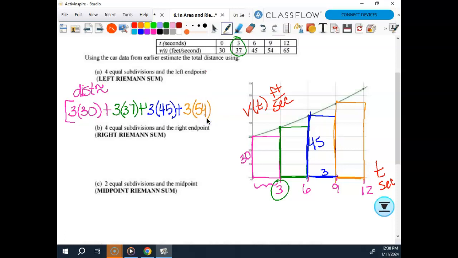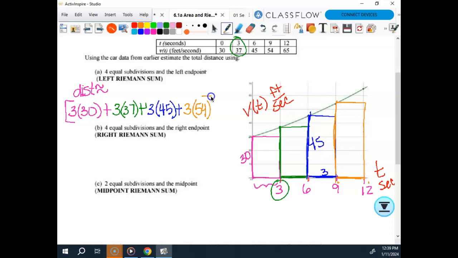Okay, so you double check yourself. I have 1, 2, 3, 4 rectangles. Does it make sense that every single one of these has a 3 in it? Yes, because they're equal sized rectangles, right? Guess what one of the number 1 mistakes is that people do? Instead of putting 3 every time, they put 3, then 6, then 9, then 12. And that doesn't make sense, does it? So make sure that you're thinking about that's the size of the interval.